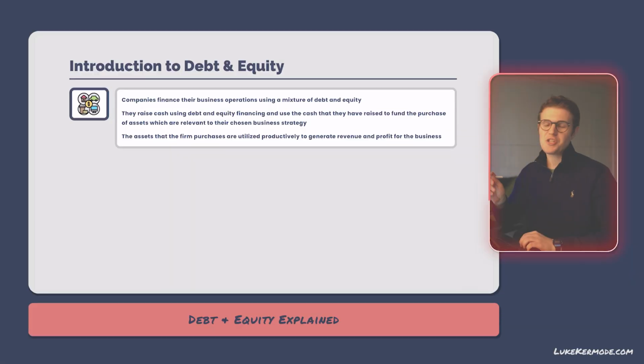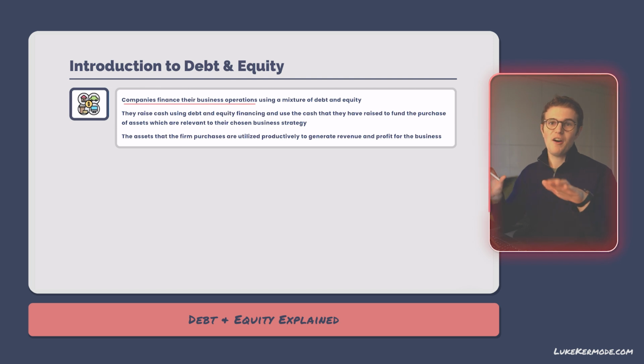Okay, so today we're just going to introduce debt and equity as a concept. They're obviously key elements of the right hand side of the balance sheet. We're going to look at how they interact with the income statement. Debt and equity is effectively how companies finance their operations. They use a blend of debt and equity to fund the purchase of the assets which are used productively to generate revenue, which flows through to profit for the business.